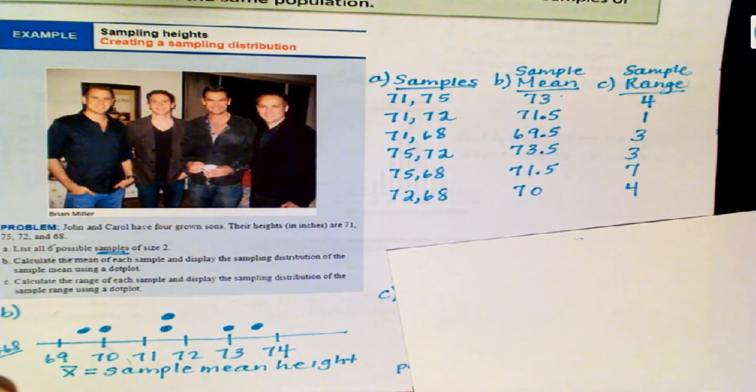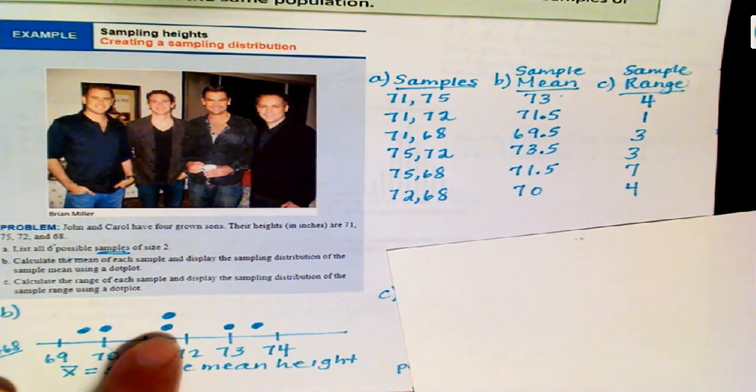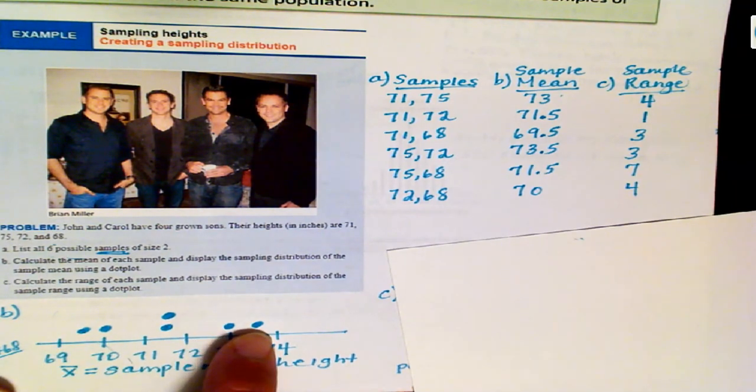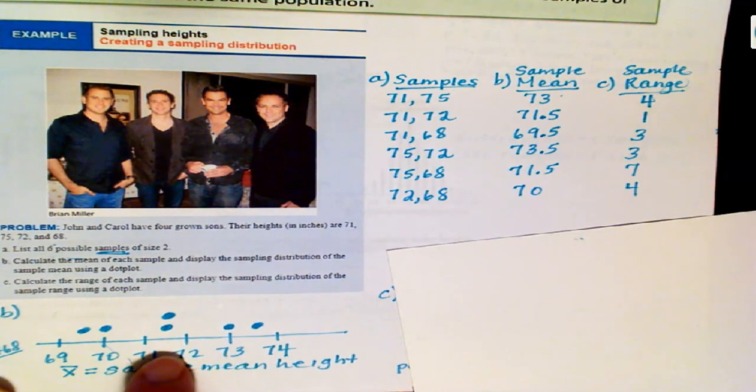And when you plotted them, we had 73, 71.5, 69.5, 73.5, 71.5 again, and then 70. And this is X bar, or the sample mean height of the brothers. So that's my dot plot for that.